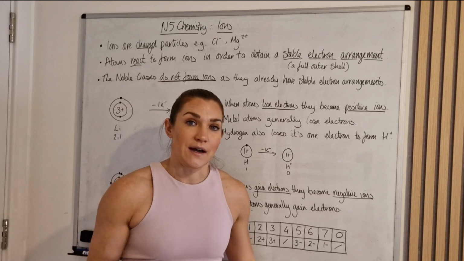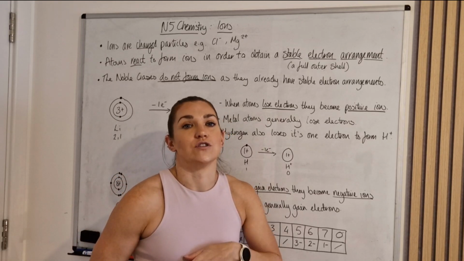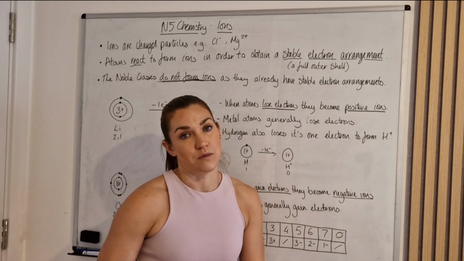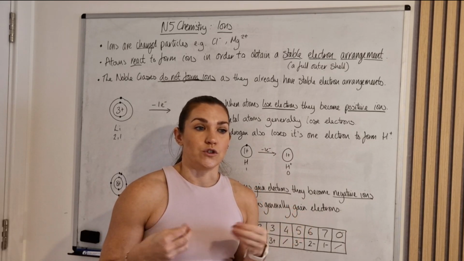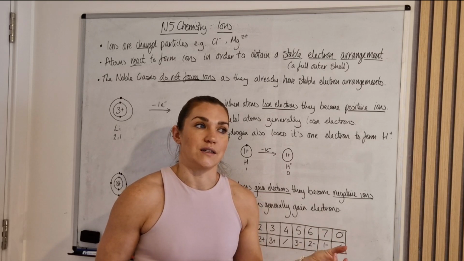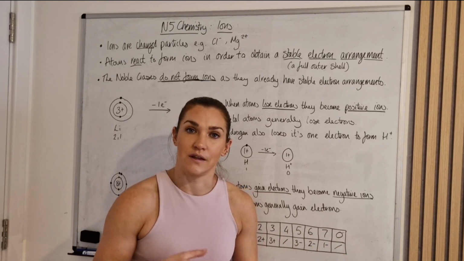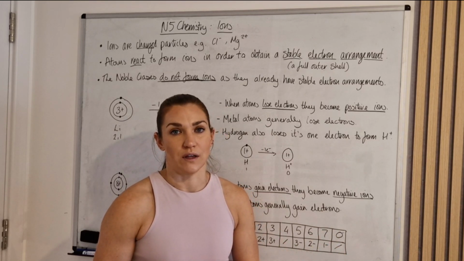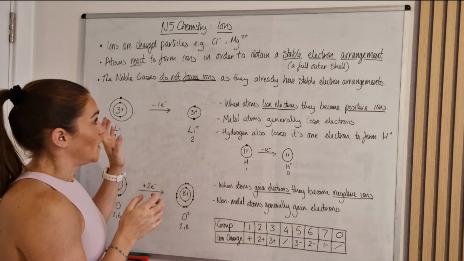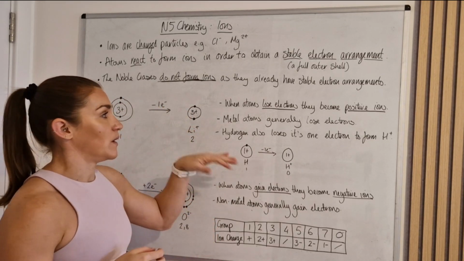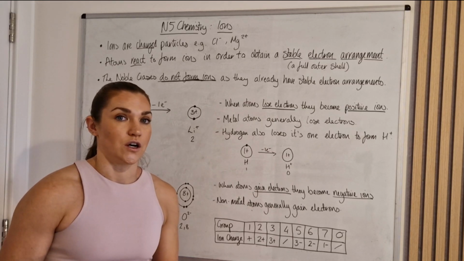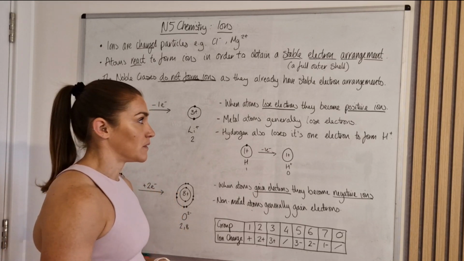Atoms have to react to form ions because the electrons that they're either gaining or losing have to go or come from somewhere. So you won't just find an atom forming an ion on its own. There will usually be another atom that it's collided with, and there's been a transfer of electrons. Now let's look at how atoms form ions and how we work out what the charge of an ion is going to be.